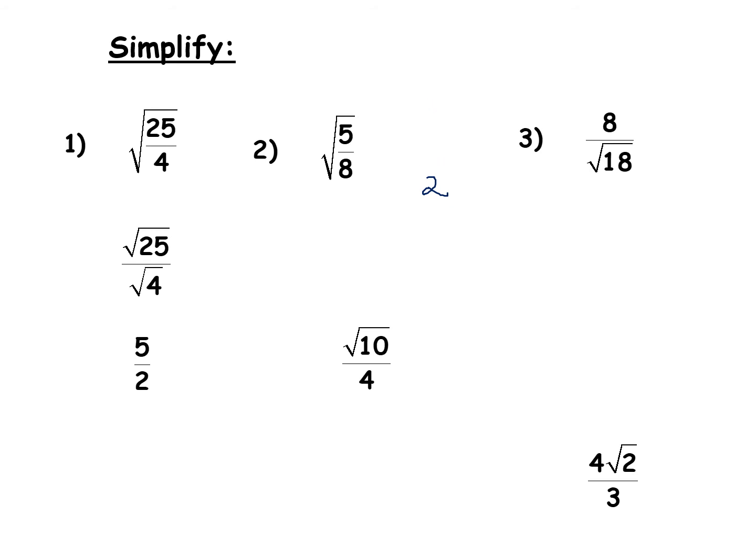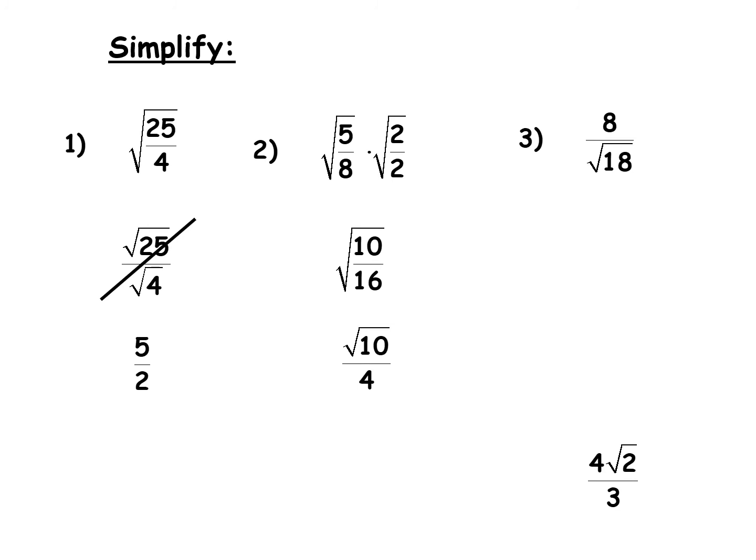So let's go ahead and do that. I'm going to multiply by the square root of 2 over the square root of 2. So I'll get the square root of 10 over 16. Again, just like in the previous example, I can break that down to the square root of 10 over the square root of 16. But the square root of 16 is 4.